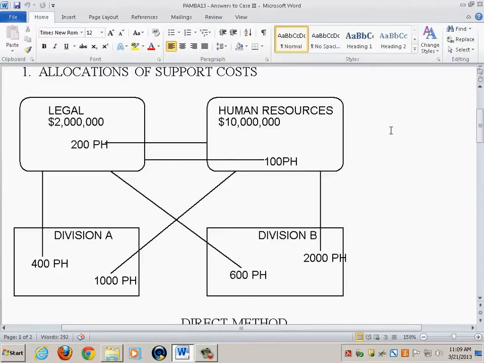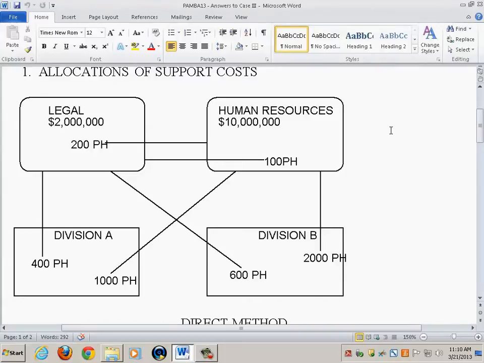The cost allocation basis, or the cost driver, is person hours devoted to each unit. And what we have, of course, is legal and human resources giving services to Division A and B by devoting person hours to those divisions, but also giving services to each other, also by devoting person hours to each other, in addition to the person hours that they devote to Divisions A and B. So the costs and the flows of the person hours are summarized in this chart.